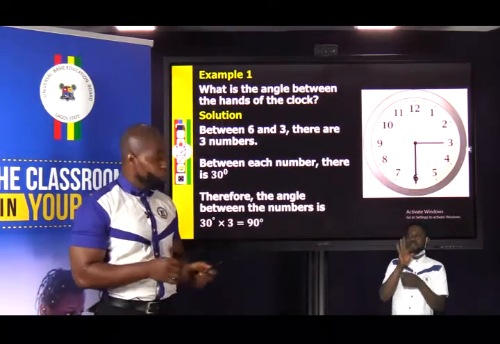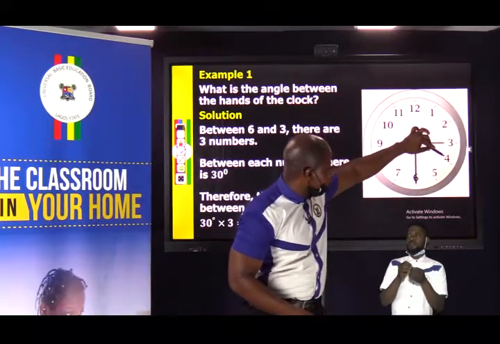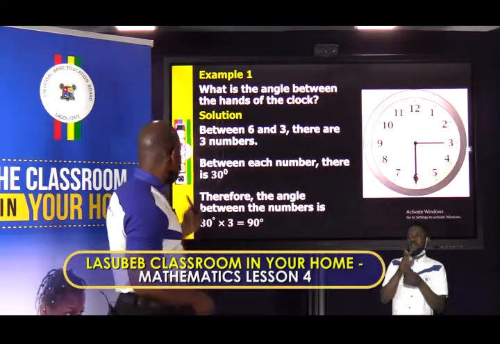Although I prefer to count. Don't just count the numbers and say 1, 2, 3, 4. No, just say from here to here, 30, 60, 90. All right, there are 3 spaces there. Let's see another one.